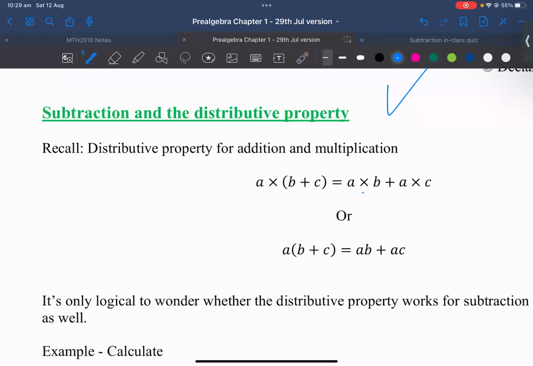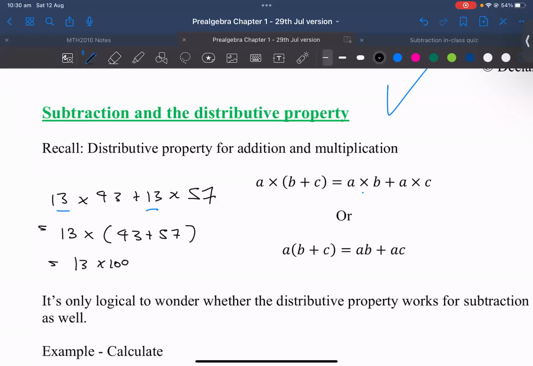For example, 13 times 43 plus 13 times 57. If you calculate this directly, it's hard. What you can do is take out the common factor of 13, use the distributive property, and add the other numbers together. Remember doing stuff like this? And you get 13 times 100, which is super easy to do. So this property, we're going to use that now, but with subtraction.